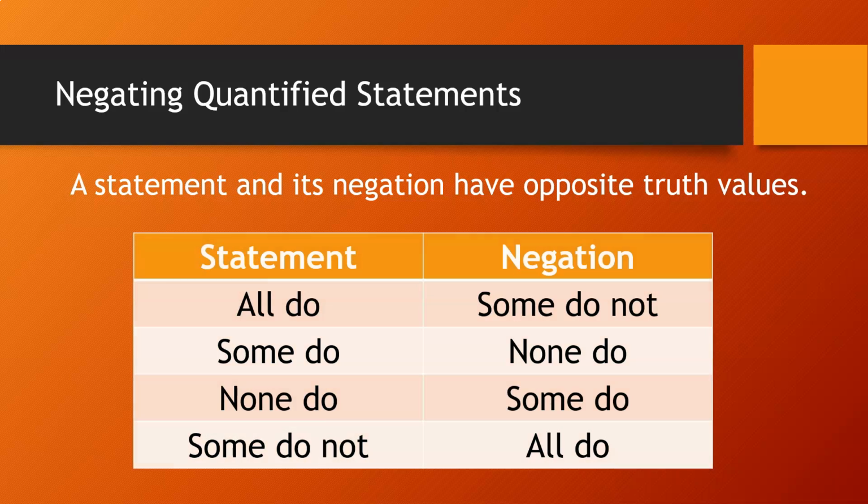Here's something that might help you negate quantified statements. It's the relationship between the quantifier in the statement and the negation. So we just saw an example of a statement that contained the quantifier all, and the negation of that contained some do not. If our statement contains some do, the negation would have to be none do. If the statement is none do, then the negation is some do. And if the statement says some do not, the negation is all do.